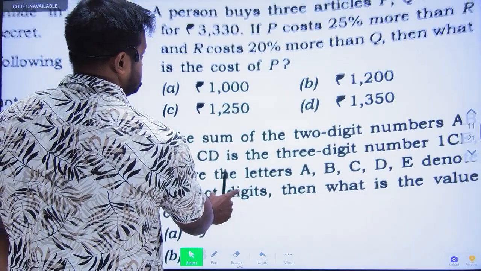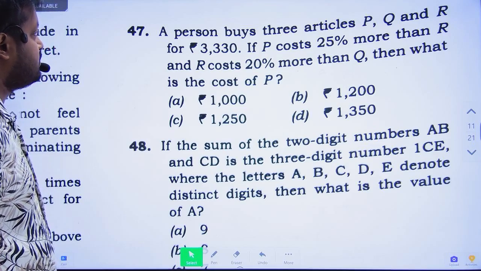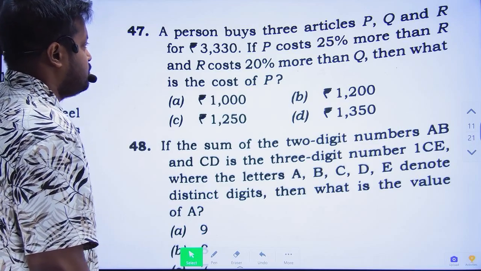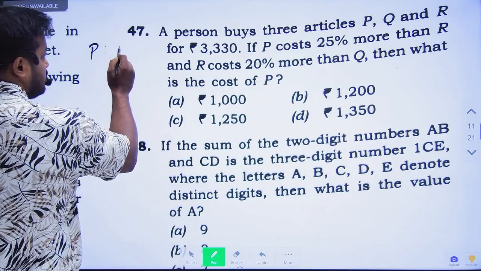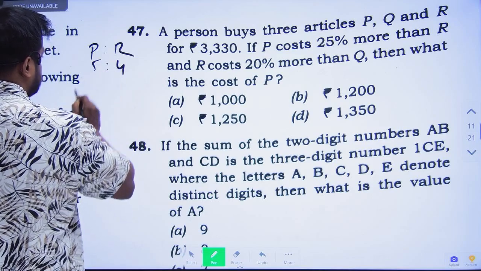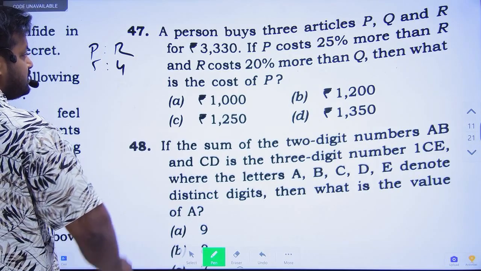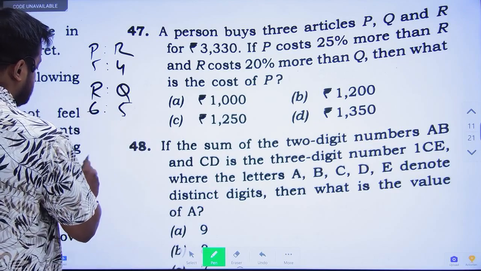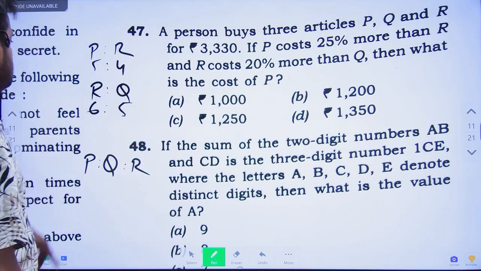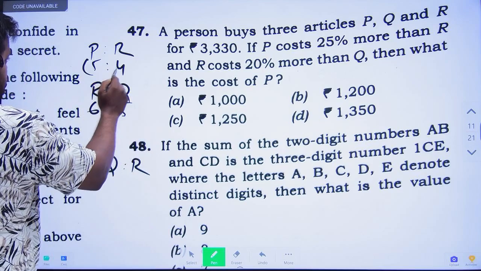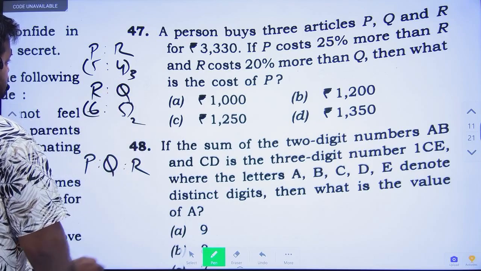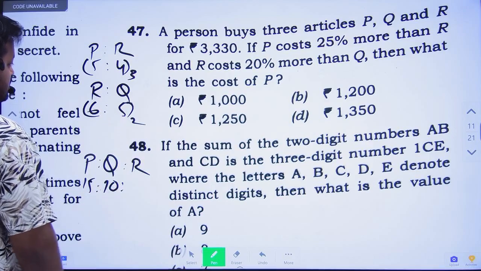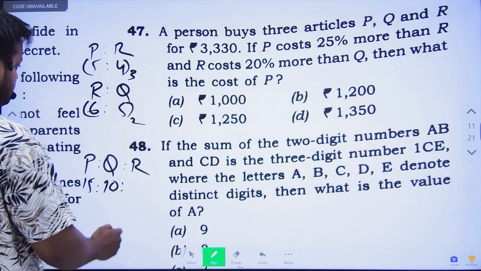Question 47. A person buys 3 articles P, Q and R for 3,330. P cost 25% more than R, means if this is 5, this is 4. R cost 20% more than Q. R is to Q 20% more, when this is 5, this is 6. Then P is to Q is to R, so we can merge the ratios. This is into 3, this is into 2. So P is 15, Q is 10, and R is 4 into 3, 12.